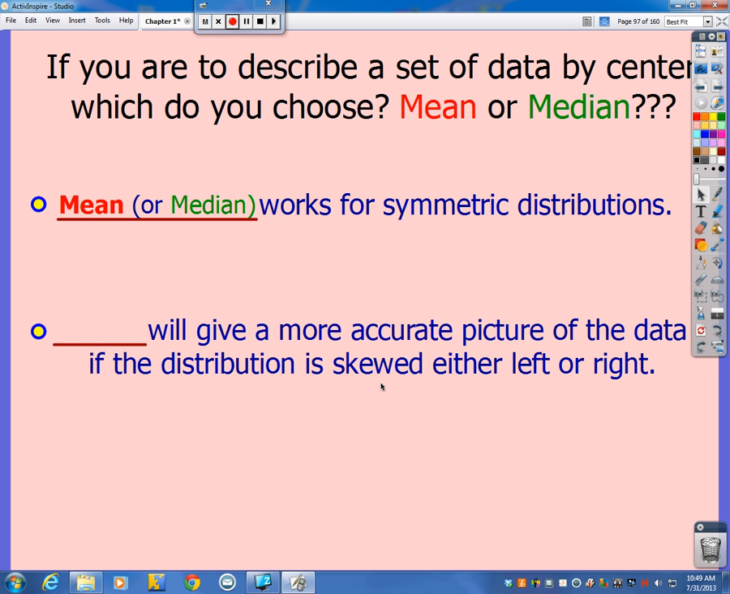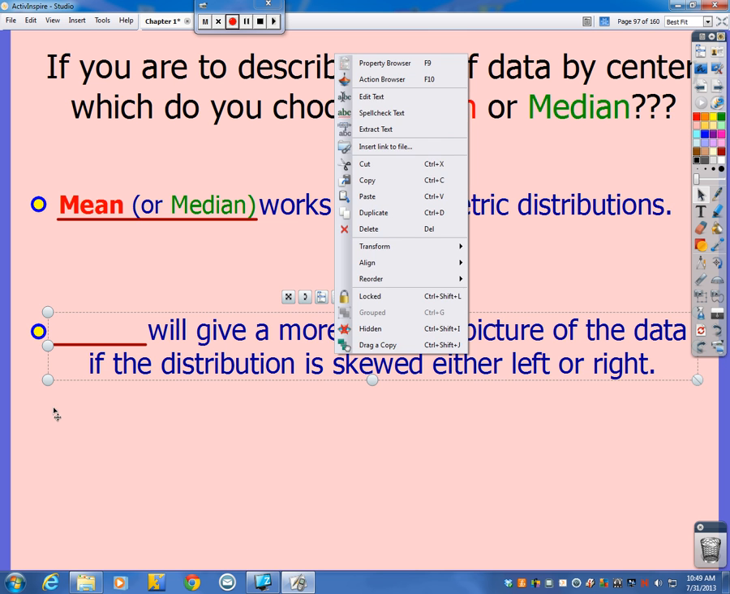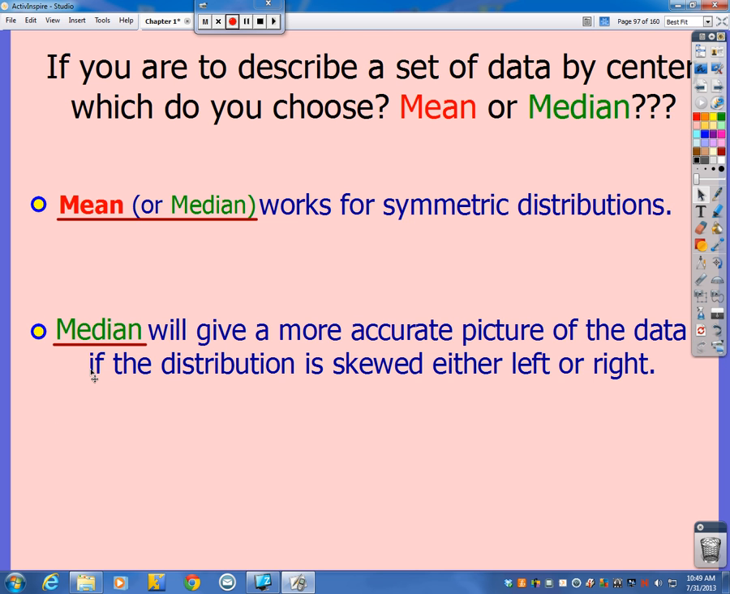Now, if you have more of a skewed left or skewed right distribution, we just said that means get pulled too far away from really the true center of the distribution. So if you have a skewed left or right distribution, you're definitely going to want to stick more with the median, more so than the mean.